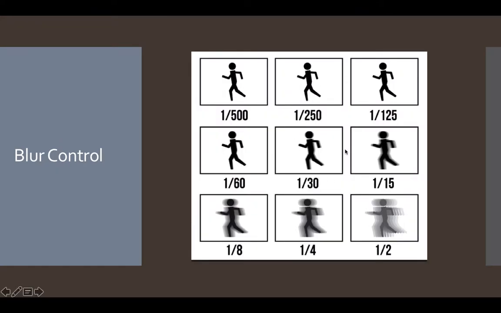So with blur control, you can see that 1/500th of a second is how long this image would stay, or this shutter would stay open in order to get a nice, crisp, clear image. And as we get to slower and slower times, the more blur that we're going to get for an object in motion.